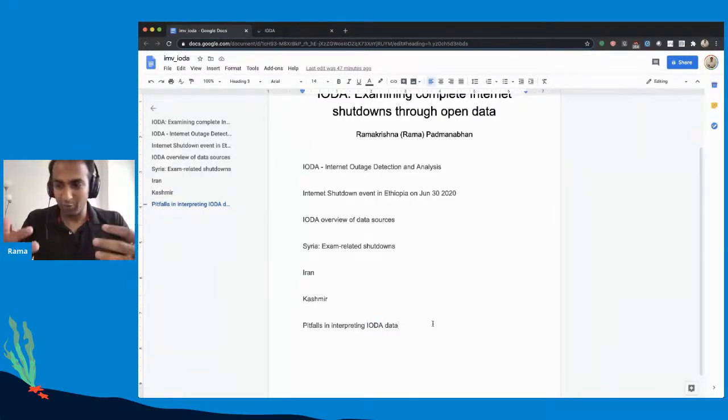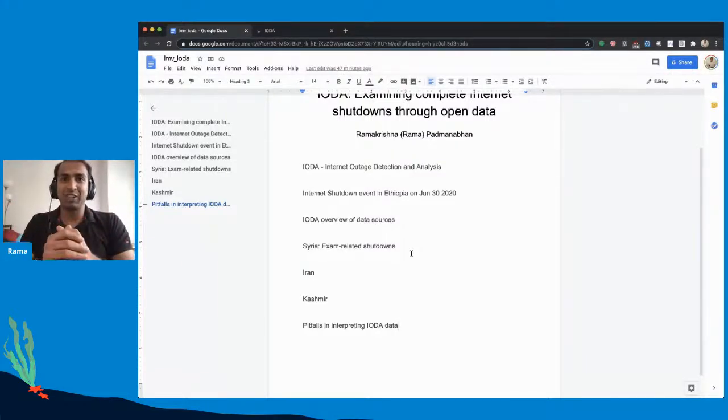The data is available publicly, and of course, we are trying to reduce these pitfalls, and we're making good progress towards it. But at the same time, when you're using IODA for interpreting the data, just keep these pitfalls in mind. And with that, I'm ready to take questions. I'm also happy to dig into specific cases that you'd be interested in.